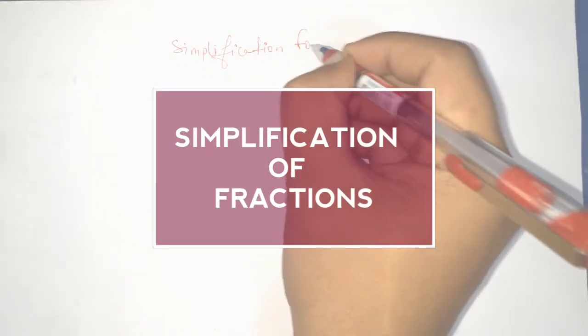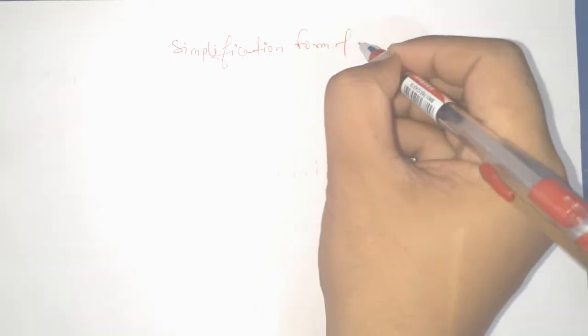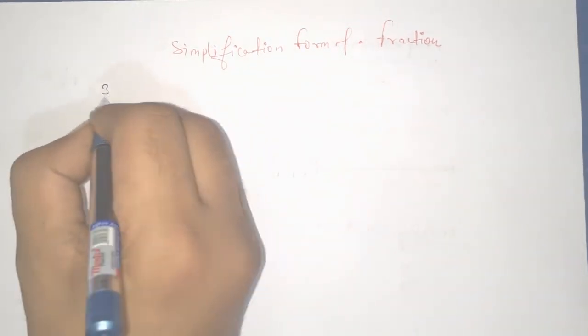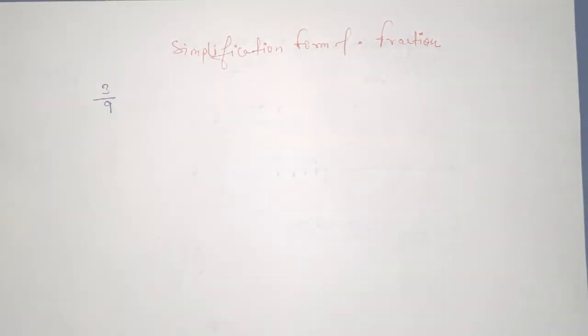Simplification, the form of a fraction, right? So in this simplification form of a fraction, how we can simplify a particular fraction, we will understand here. At first, for example, there's a fraction 3 by 9. How can you simplify it into the simplest form?